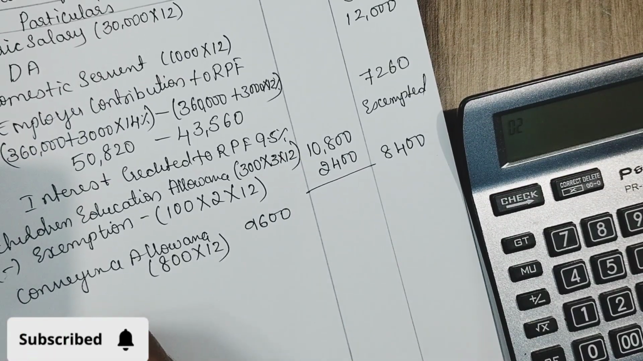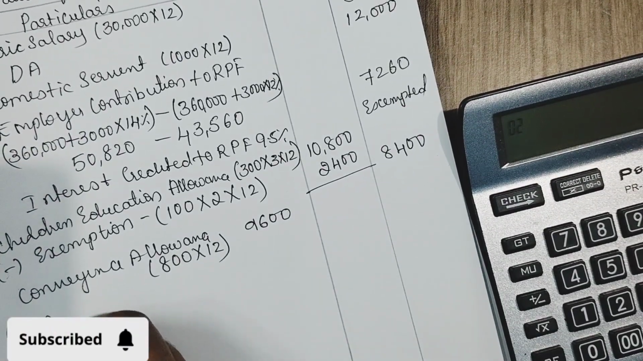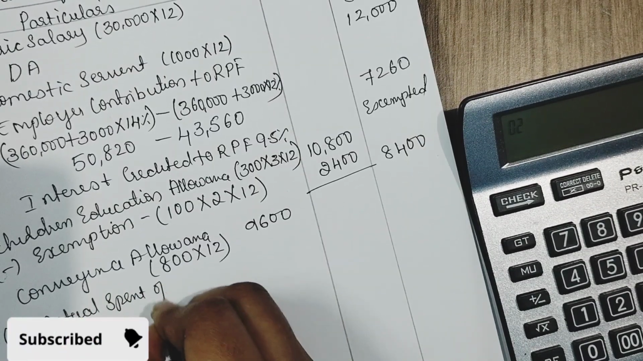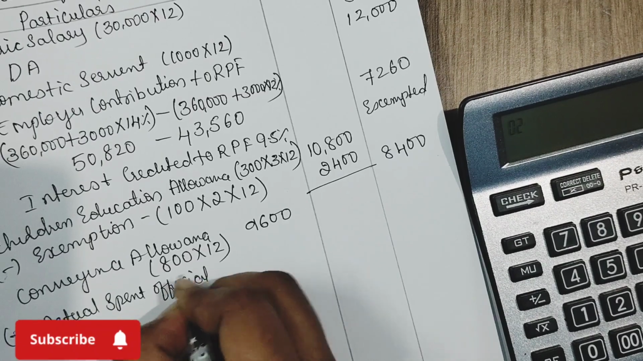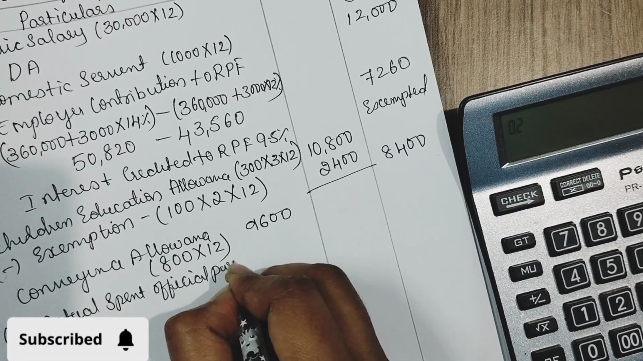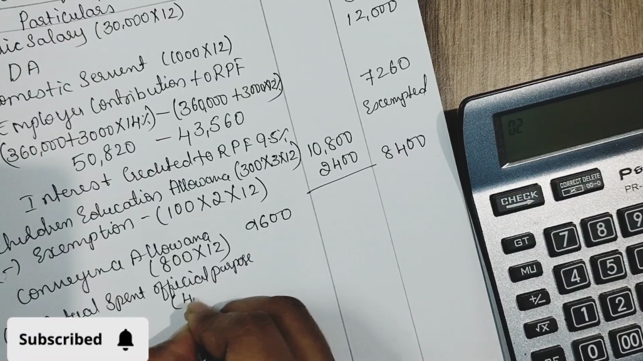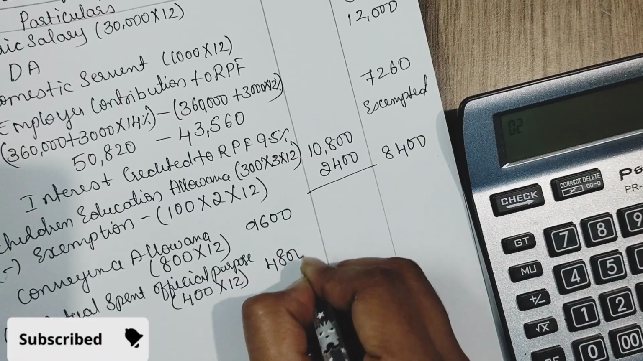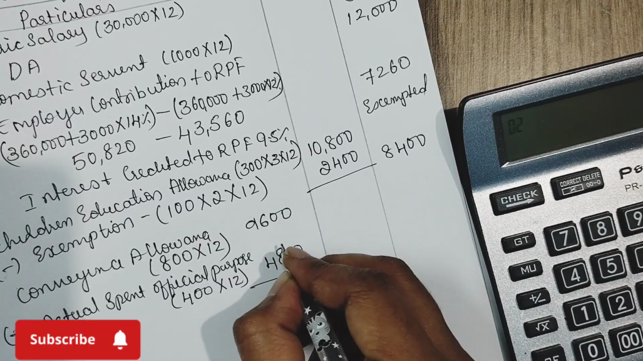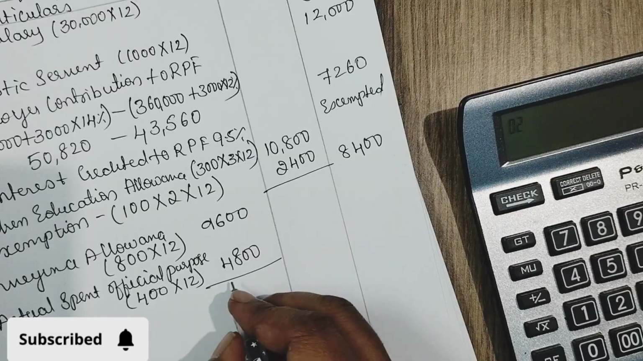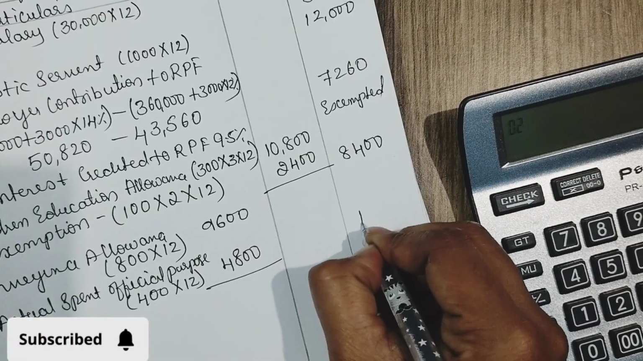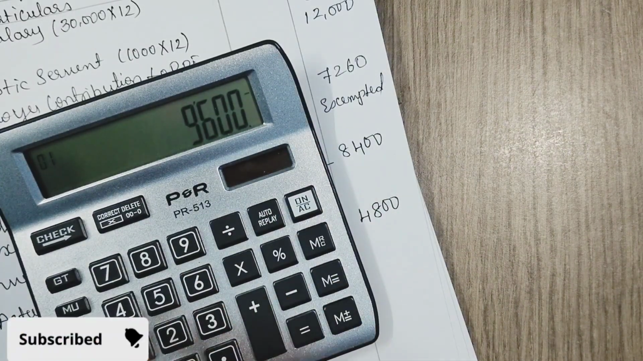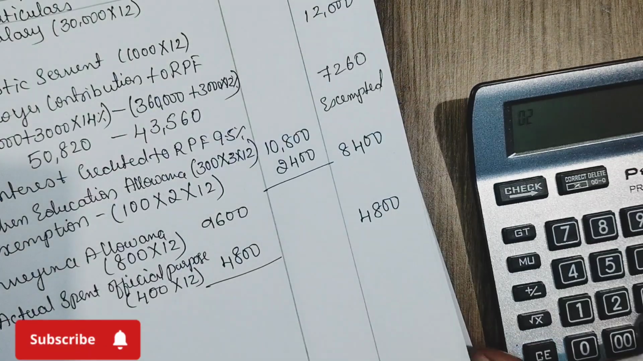From this you need to minus actual spent for official purpose. Official purpose is 400. So 400 into 12. 12 fours are 48, 4,800. Now 9,600 minus 4,800 is 4,800.